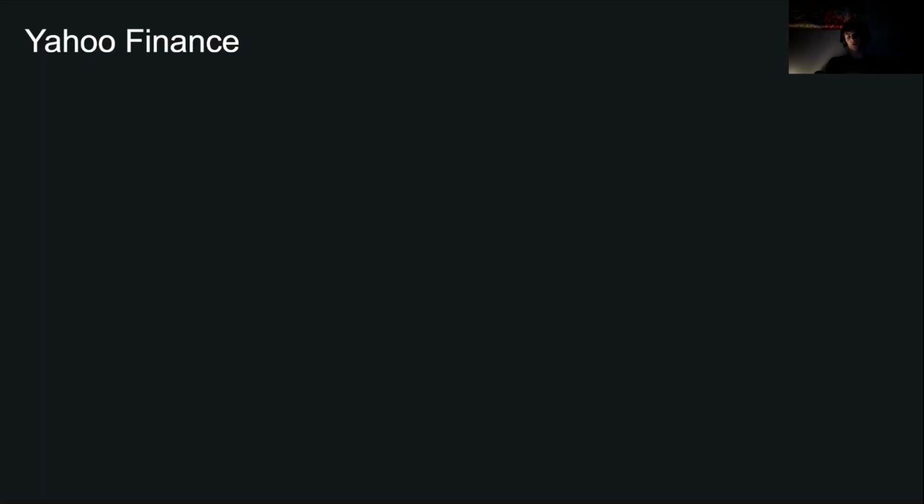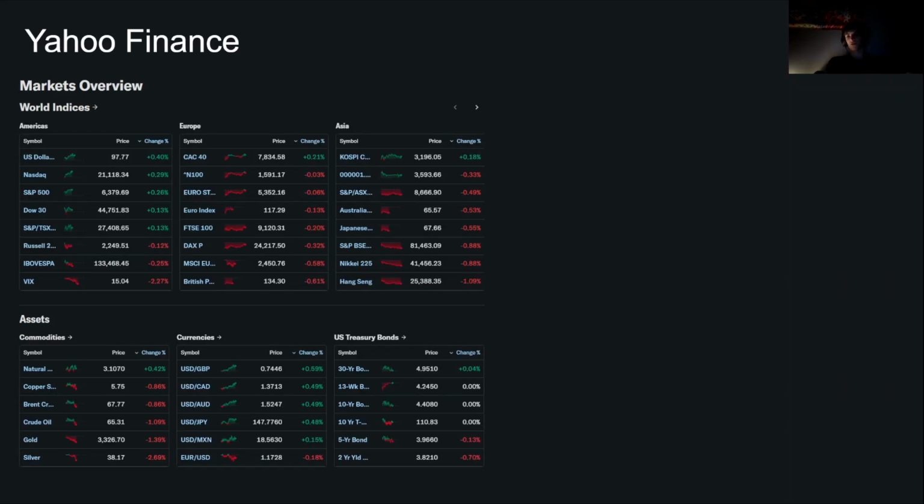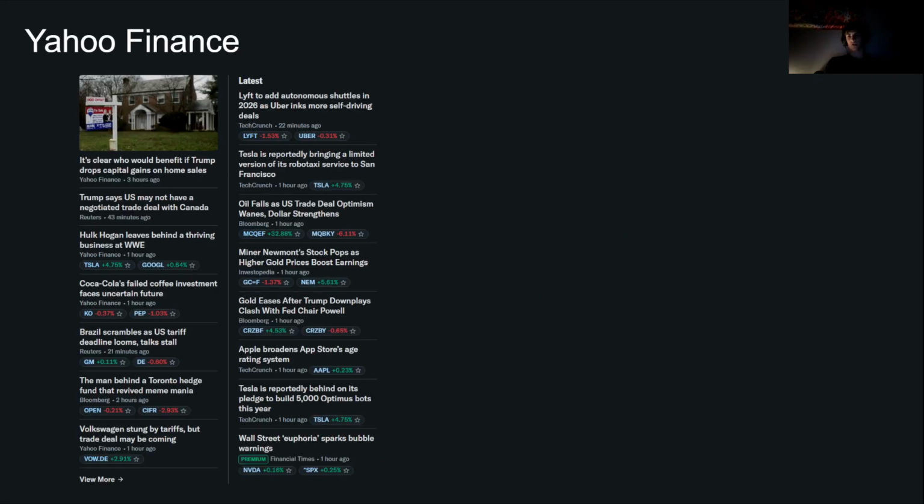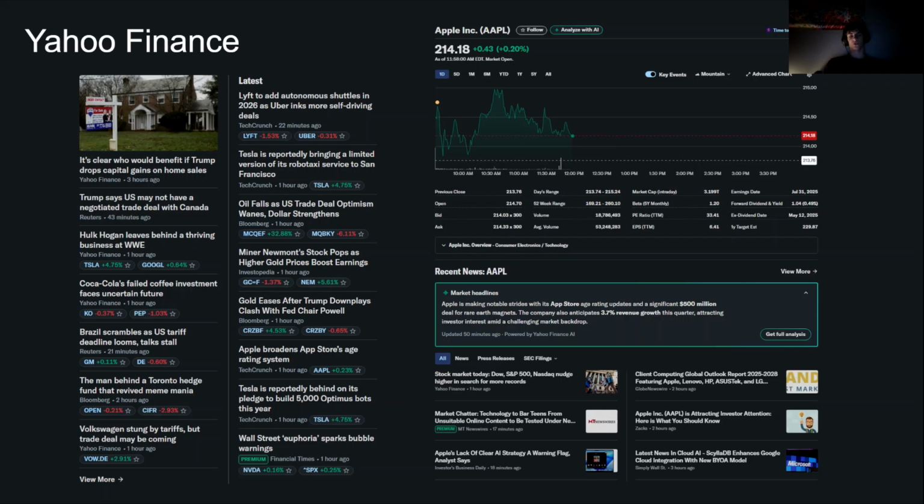I believe that the most holistic approach to news and a market overview is going to be Yahoo Finance. They have a market overview for world indices, they have assets, they have a sector breakdown, they have trending stocks for most active, top gainer, 52-week gainers, etc. And then Yahoo Finance, the real bread and butter, is going to come from their news. They have economic news and leading stock news, and then they have the ability for you to search up individual tickers and see press releases and news articles related to that ticker.